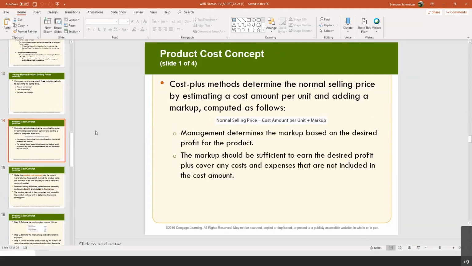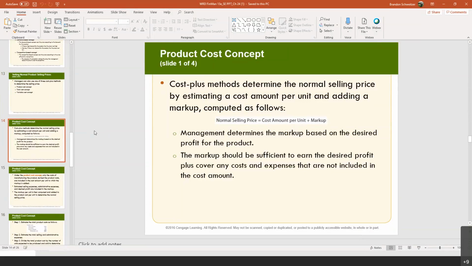In product costing, this is where, in product cost pricing, we use what's called the cost plus. Okay, this is where we determine the normal selling price by estimating our cost amounts per unit and adding in some markup. The markup, as you know, is the profit. We want a little bit of profit, so we'll put a little bit of markup in there. So to get this, we take our cost amount per unit and we add in markup. Of course, the markup is based off of what management wants their profit per product to be. That's what markup is. Markup is what management wants the profit to be per product.